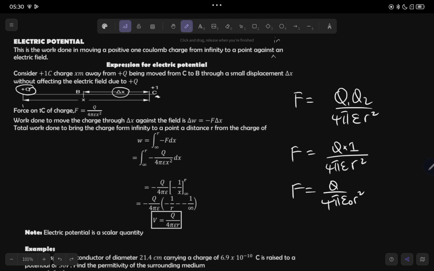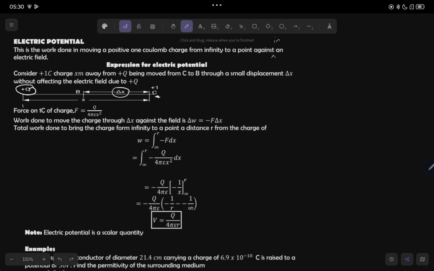Now, as you try to move the positive 1 coulomb towards the positive Q charge, these are all positive charges, so they are similar charges, and that means they will repel one another. So you're doing work against the field. The work done will be the force times the small distance delta x, and it will be negative. The negative signifies that this work is being done against the electric field.